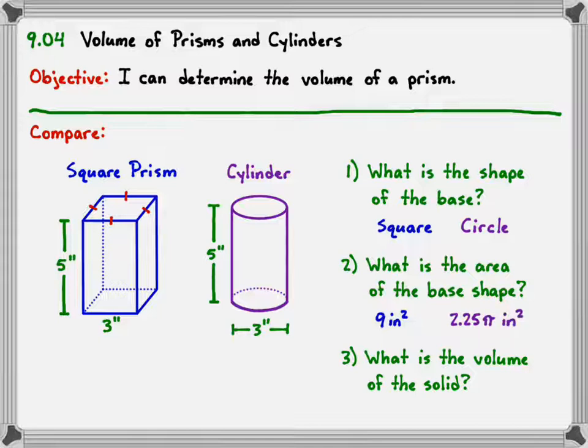Now in number 3, it says, what is the volume of the solid? Volume, if you remember the definition of volume, is the amount of three-dimensional space inside an object. Area was the amount of two-dimensional space. Volume is the amount of three-dimensional space. So basically, if these were containers and you were filling them up with water, it's how much water fits inside of that object.